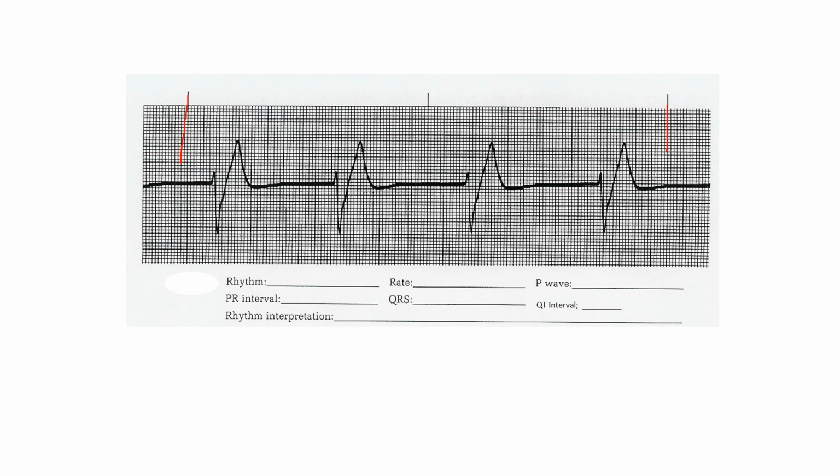The QRS is wide. If you wanted to measure, it looks like about 4 boxes, even 5 boxes, so 0.16 to 0.20. The QT interval, if you did measure, it is long. It looks like about 12 boxes or so, 0.48. The rhythm is slow and it's coming from the ventricles, so this is called idioventricular rhythm.